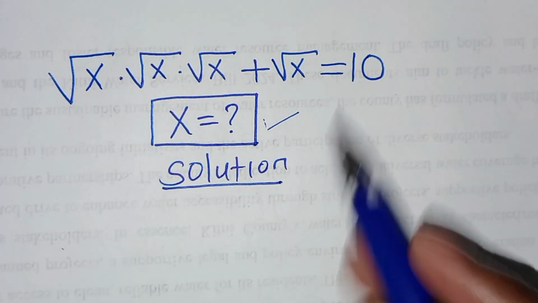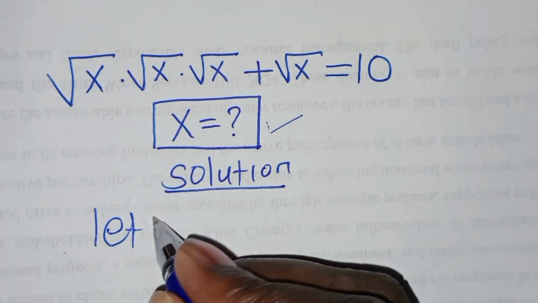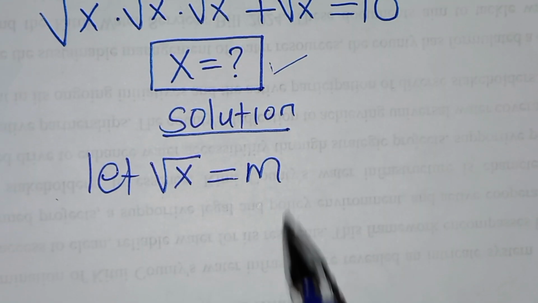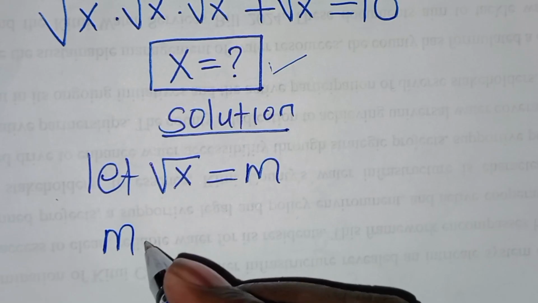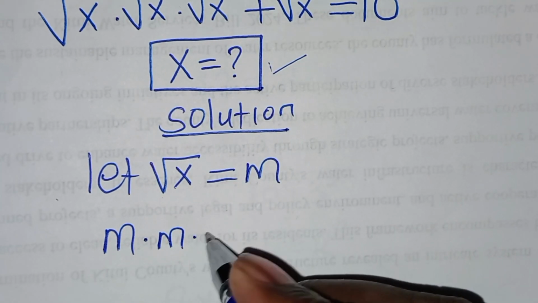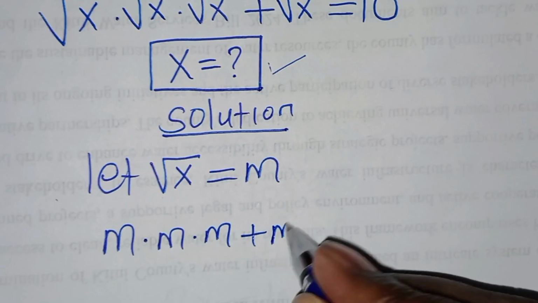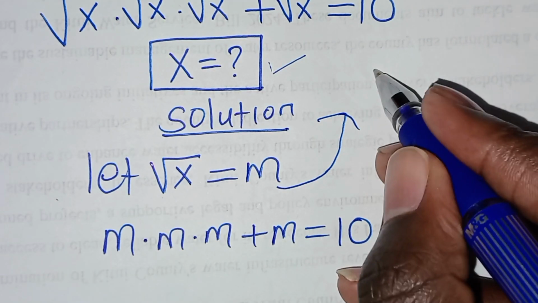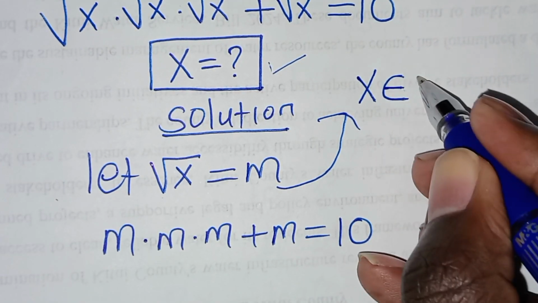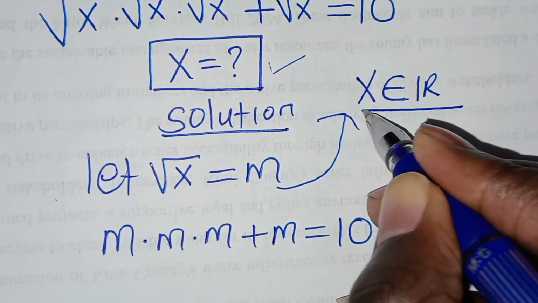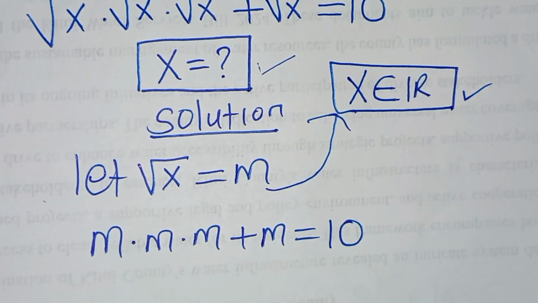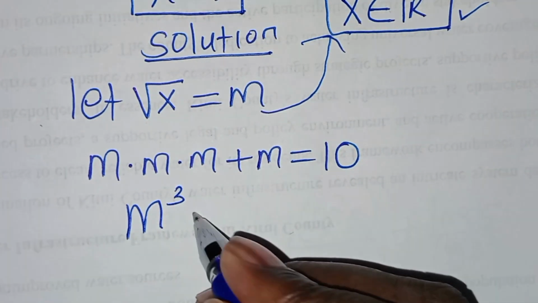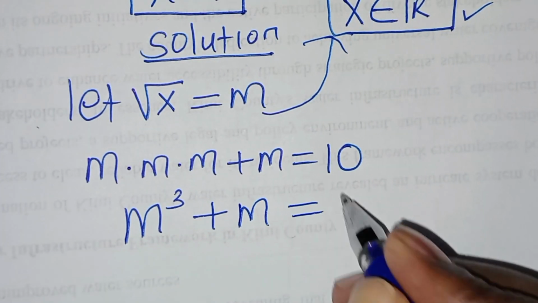Now, from here, we can say that let square root of x be equal to m. Substituting this, we'll have m times m times m plus m. This is equal to 10. And something else to note here is that x is a member of real numbers. So this is m times m times m, which is m to the power 3 plus m. This is equal to 10.